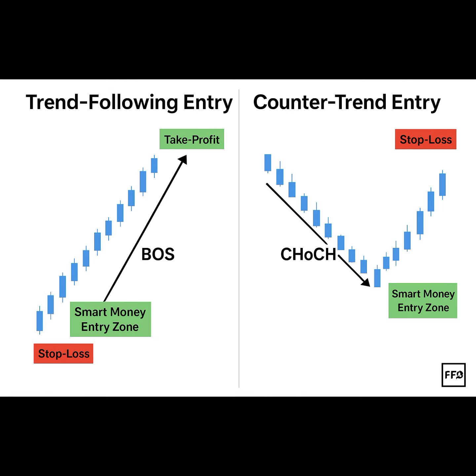If you see a change of character, wait for the market to break a key level in the opposite direction. Look for a confirmation candle or internal break of structure in the new direction. Enter at the first pullback, with the stop loss below the recent swing. Don't rush. Structure comes before strategy. Read the market first.